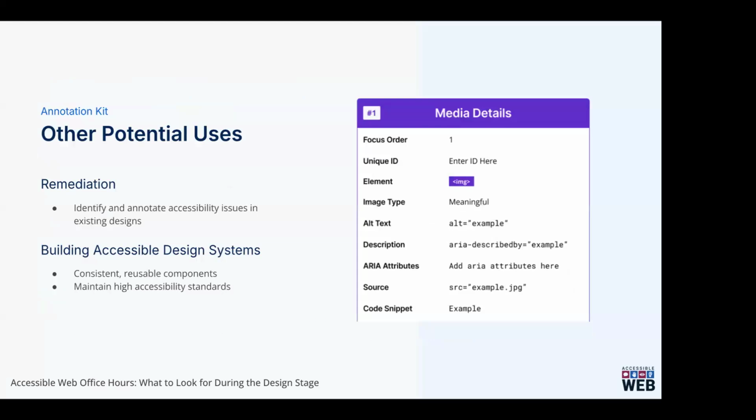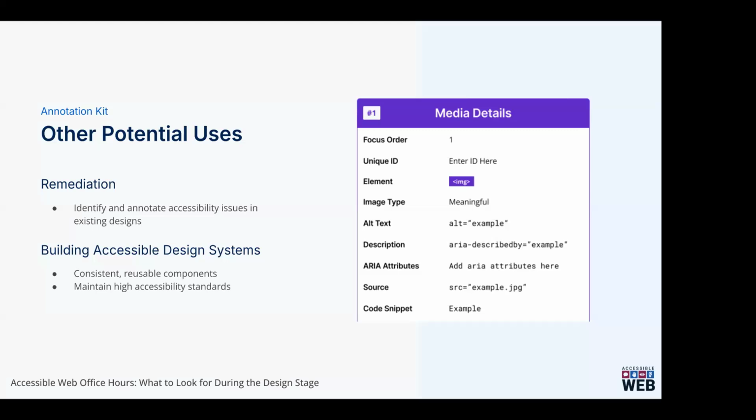Now that we've talked about how the annotation kit helps bridge the gap between design and development, let's explore some of its other powerful uses. This tool isn't just about making designs accessible, it's about enhancing every aspect of the design process and beyond. One key use of the annotation kit is in remediation. When we discover accessibility issues in existing designs or products, the annotation kit can be used to clearly mark what changes need to be made.